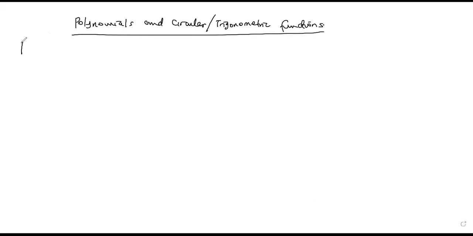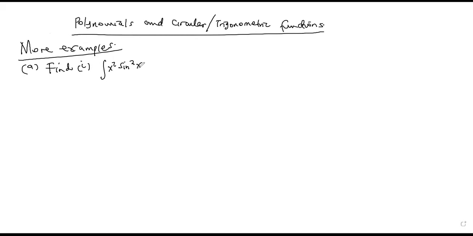I'm going to start looking at more examples. Find: Roman 1, the integral of x squared sine squared x dx, and Roman 2, the integral of x cos squared x dx.